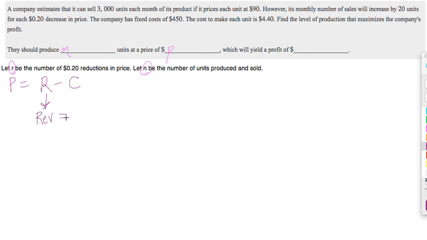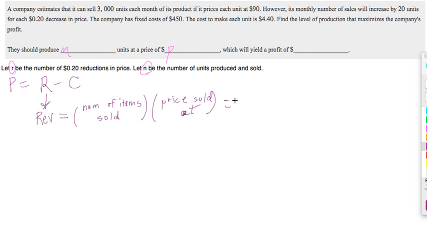So the revenue, that's the money that we're bringing in. Currently we're selling 3,000 units at a price of $90 each. So the revenue is the money brought in by those sales, which is their product, 3,000 times 90. But we're considering changing it. So let's write out what it generally means. Generally, revenue means the number of items sold times the price that they're sold at.